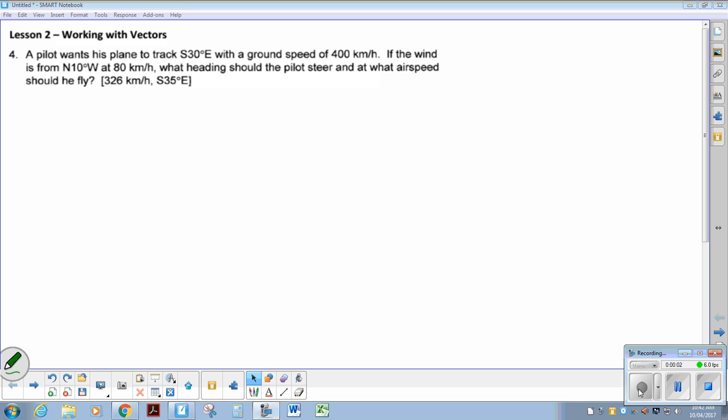Hello, I've had a question about Unit 1, lesson number 2, and I'm looking at question number 4 on the word problems with the second part of lesson 2 homework, part B. Pilot wants his plane to track south 30 degrees east.